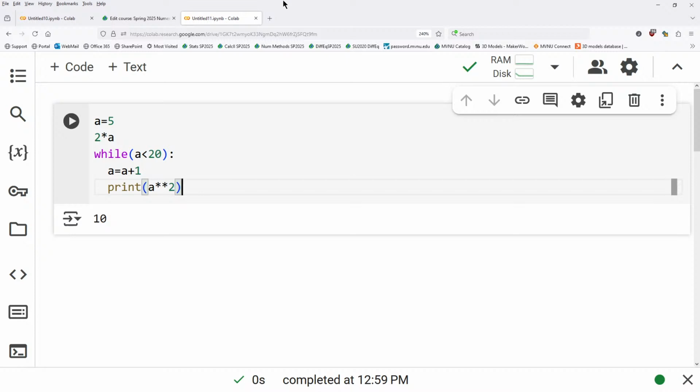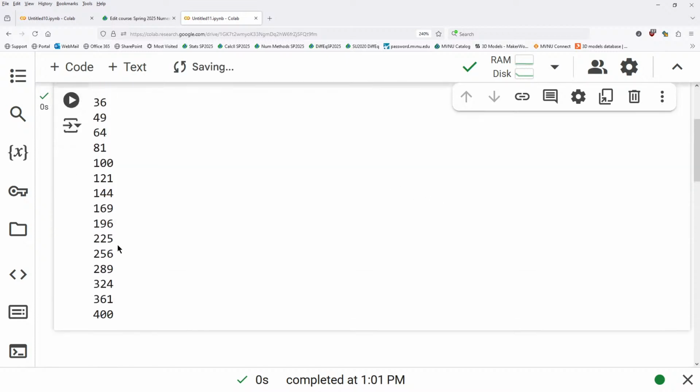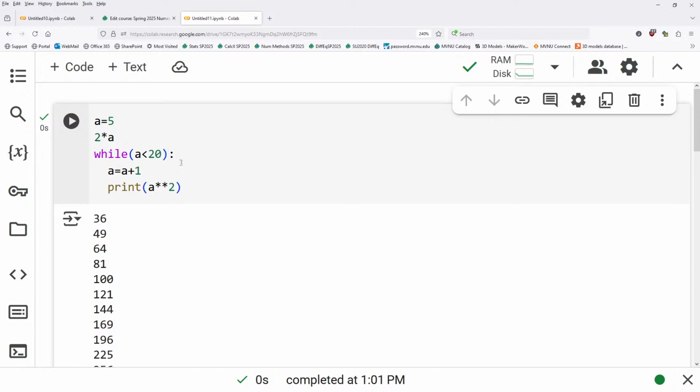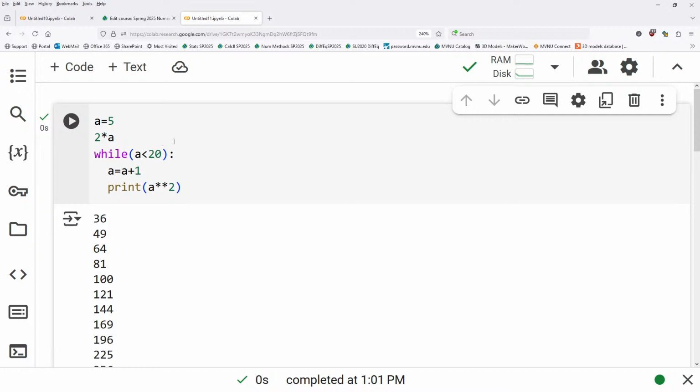So that's kind of the basic structure. I'm sure everyone here has had some sort of computer class, so you're probably familiar with this idea. So let's just see what this does. There it is: 36, 49, and it ends when A is equal to 20. Well, technically it ends when A equals 19, because then it gets to 20 and it says, okay, I'm all done. So that's the general idea behind some of the stuff that we're going to be doing.